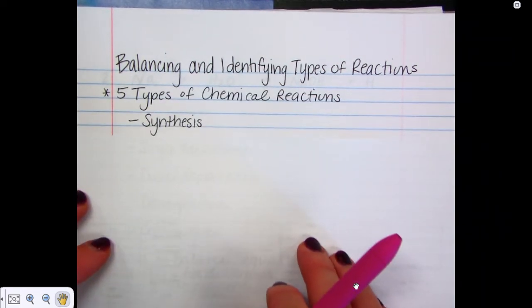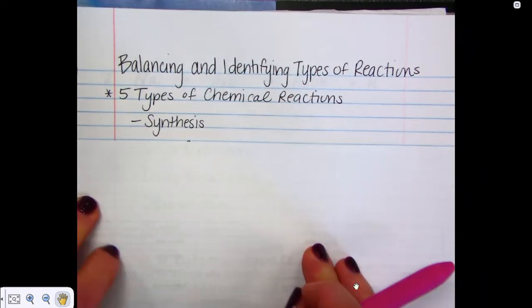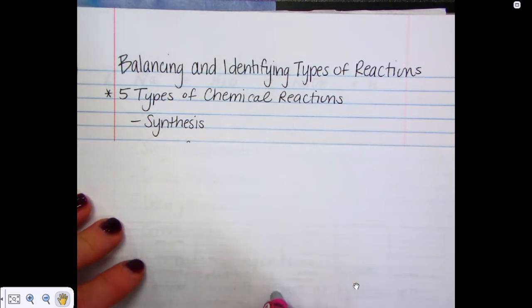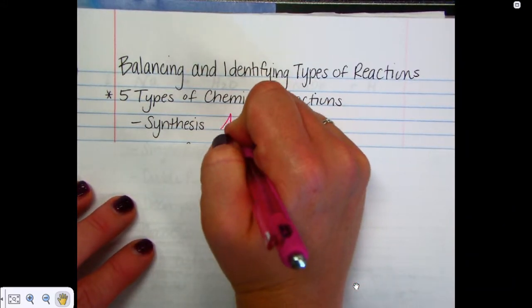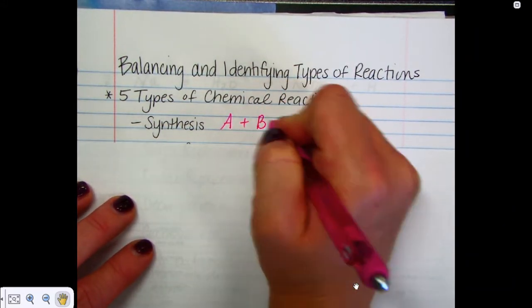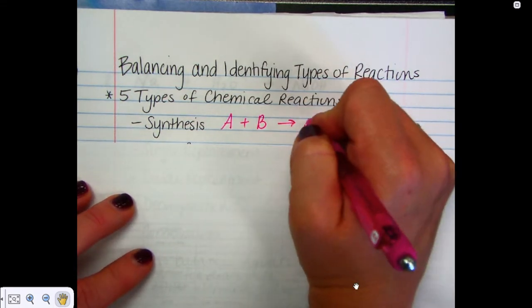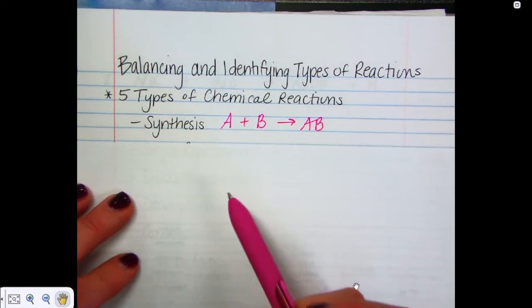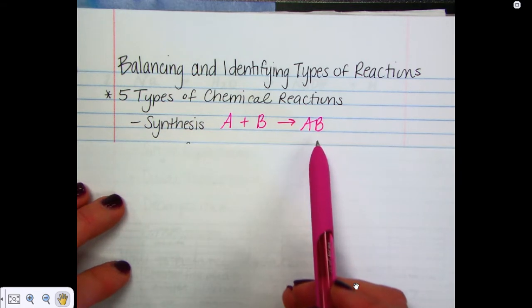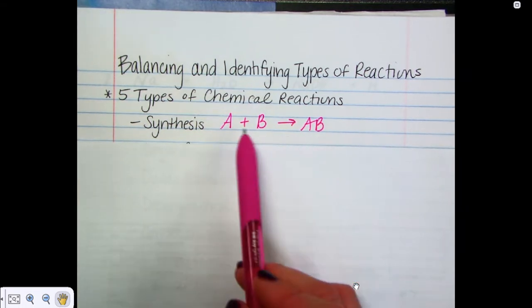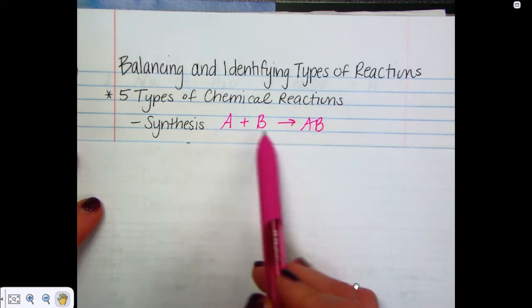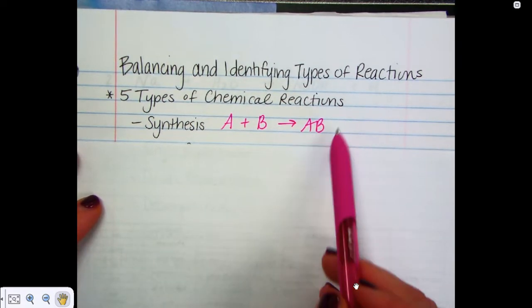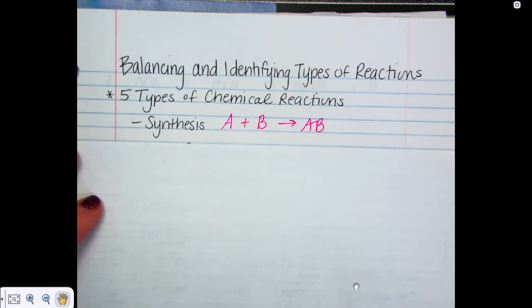So there's 5 types of chemical reactions, and the first one we're going to look at is synthesis. The easiest way to look at synthesis is just 2 things coming together to make a new compound. So it could be 2 single elements like A and B coming together to make AB, or it could be 2 compounds coming together to make one larger compound. But it's just individual things making one product. So you're going to have 2 or more things on this side, but a single thing as a product.